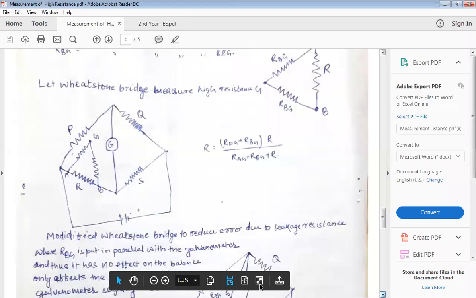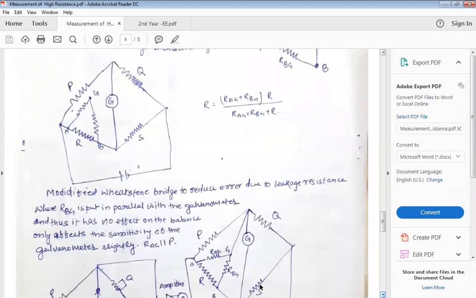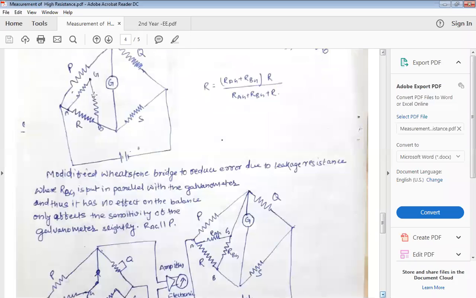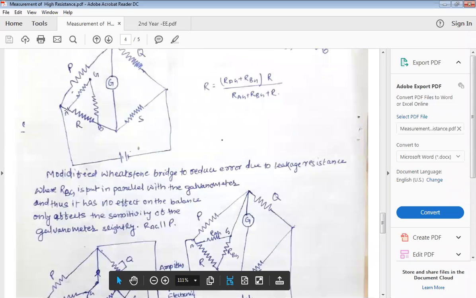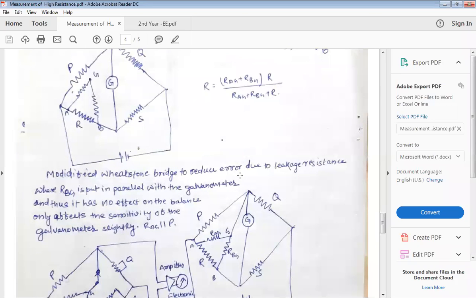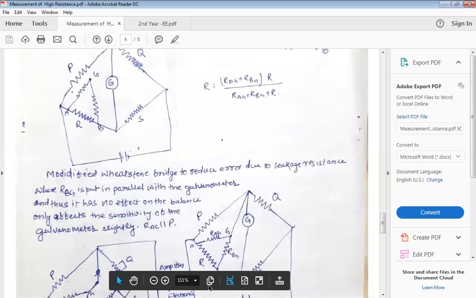In this condition, there is error produced due to leakage resistance between terminal A and terminal G. So the modification of the Wheatstone bridge to reduce the error due to leakage resistance is where RBG is put in parallel with the galvanometer, and thus has no effect on the balance; the only effect is a slight change in the sensitivity of the galvanometer.